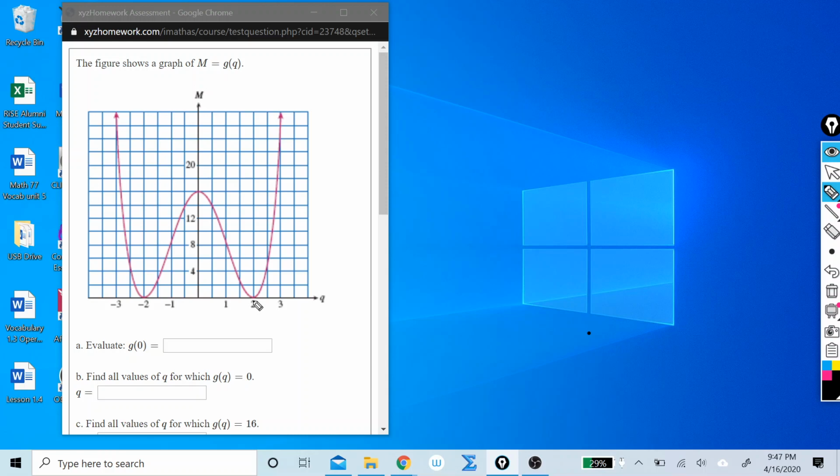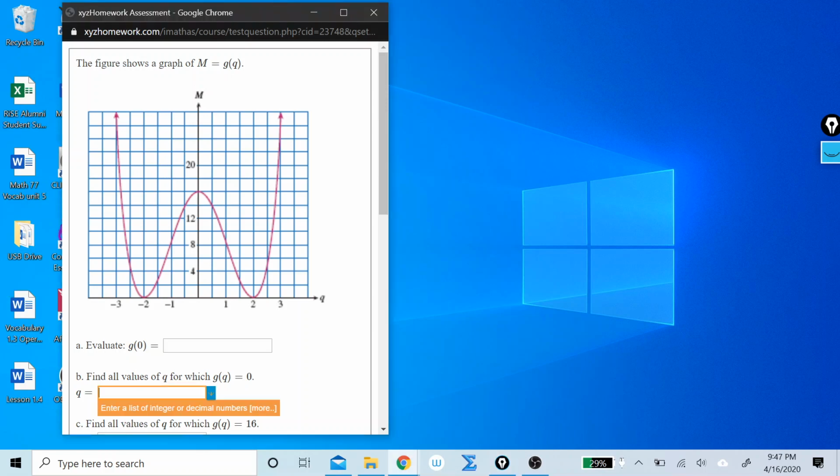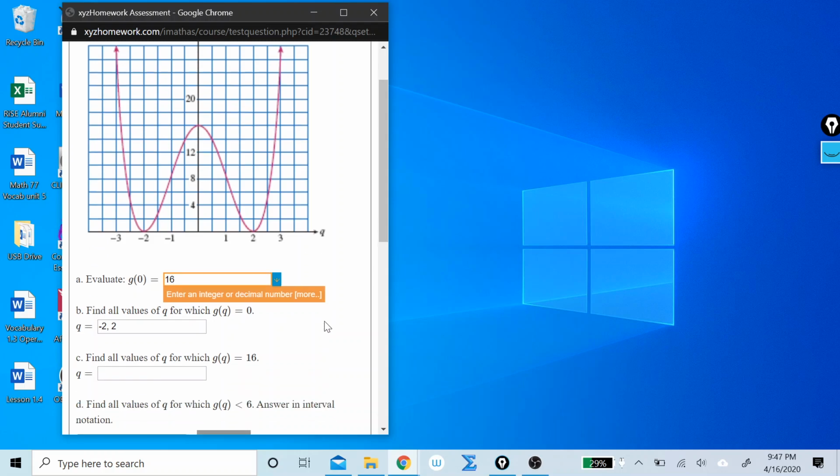So I can put in my solution, -2, 2. And over here, this we said was 16. I've got to scroll down so I can read the next question.